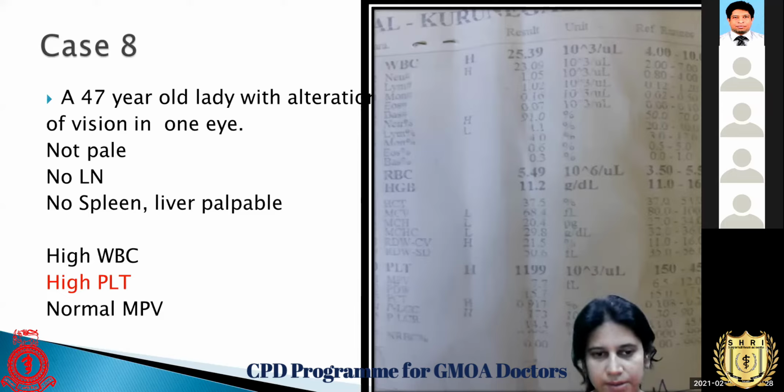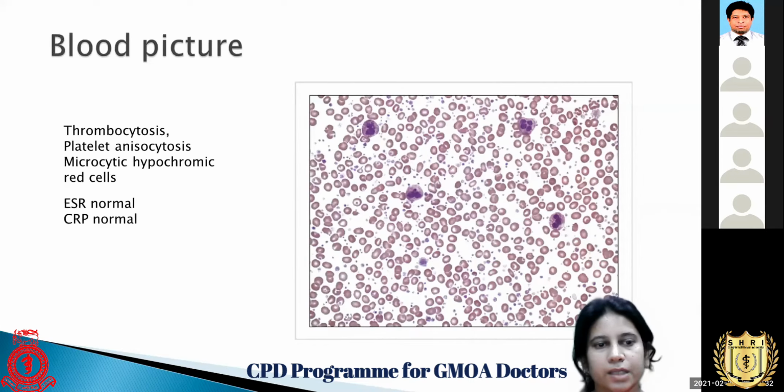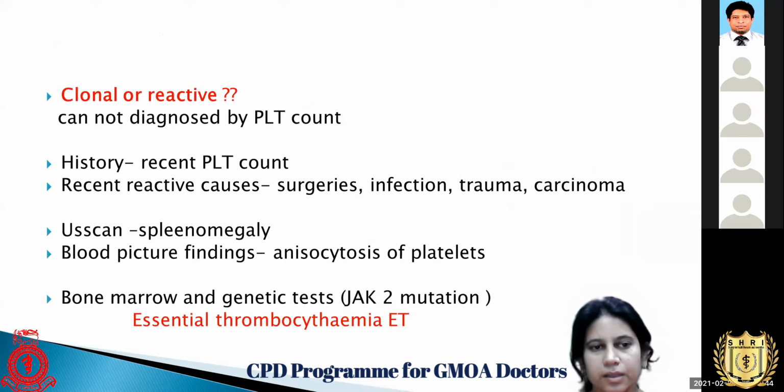So you have some clue to your diagnosis. The blood picture was reported: thrombocytosis, platelet anisocytosis, microcytic hyperchromic red cells. ESR, CRP all normal. So are you dealing with this clonal or reactive? Can you go by the platelet count?